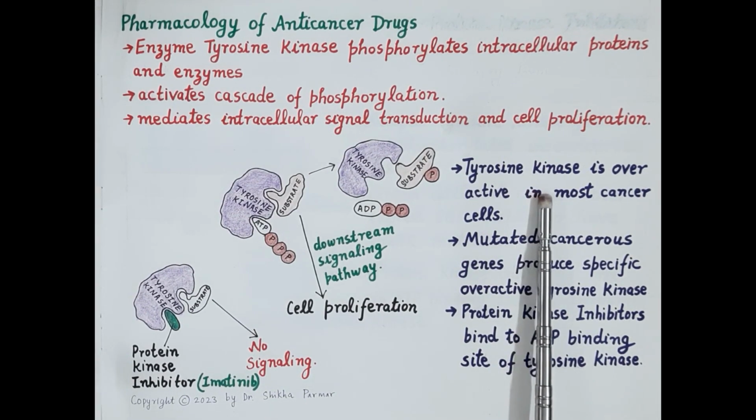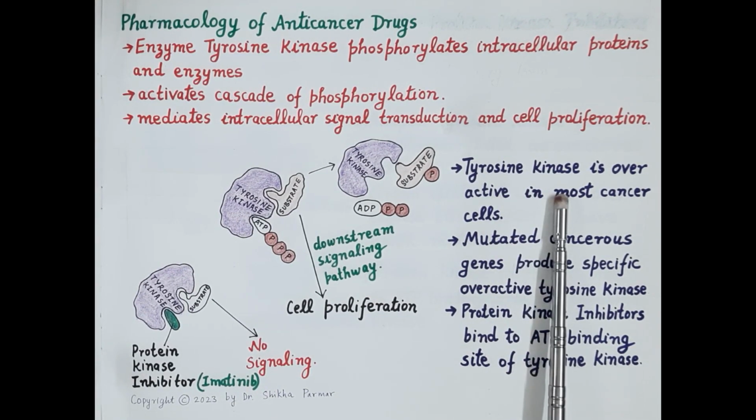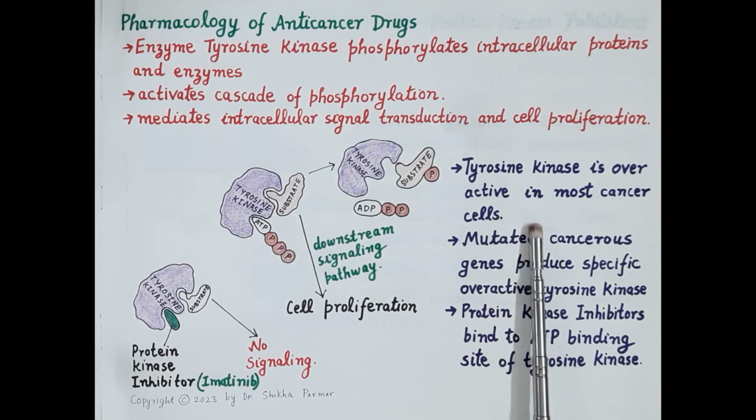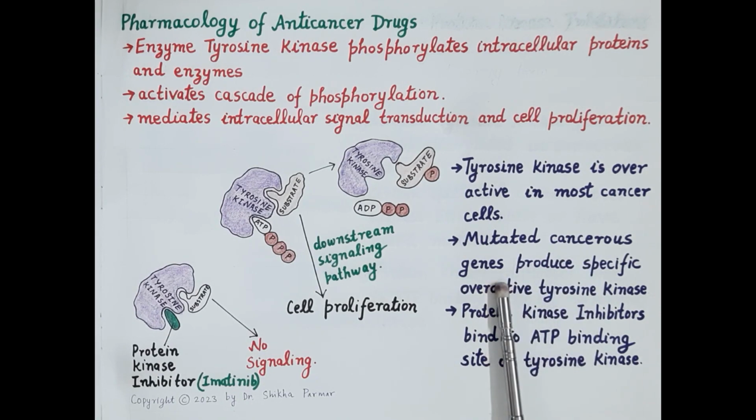Now, very important to understand that tyrosine kinase is overactive in most of the cancer cells. As we all know, cancer occurs due to the mutation in the genes or DNA. So, mutated cancerous genes produce specific overactive tyrosine kinase. Thus, overactivity or enhanced activity of tyrosine kinase causes excessive cell proliferation that results in cancer.